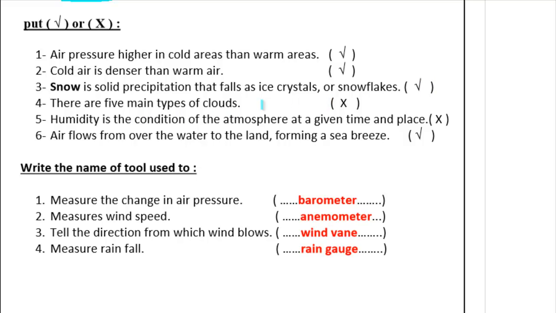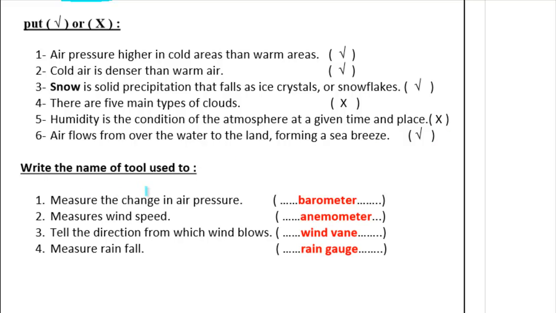No, we have 3 main types of clouds. Number 5, humidity is the condition of the atmosphere at a given time and place. No, this is the weather. Air flows from over the water to the land, forming a sea breeze. From the water to land, this is called sea breeze, but from land to water, this is called land breeze, so it will be true.